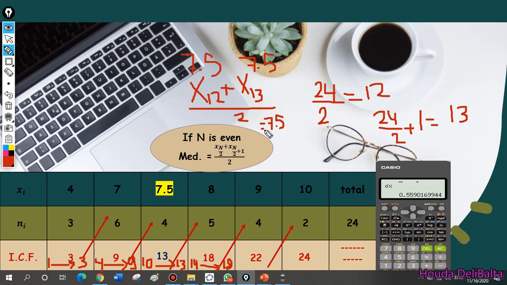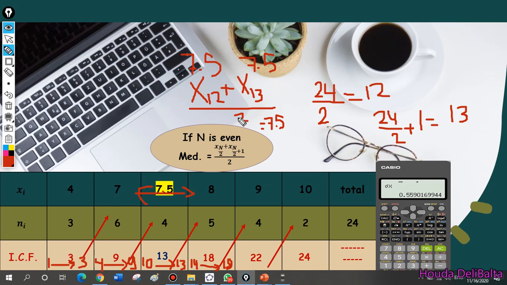So that's the median. If we apply the rule, all we do is divide the total by 2 and then add 1, so we get x12 plus x13 over 2. Using the ICF, we find that the 12th value and the 13th value are in this region, whose value is 7.5. So I add the 12th value, 7.5, with the 13th value, also 7.5, and divide by 2. That's how to find the median using the rule.